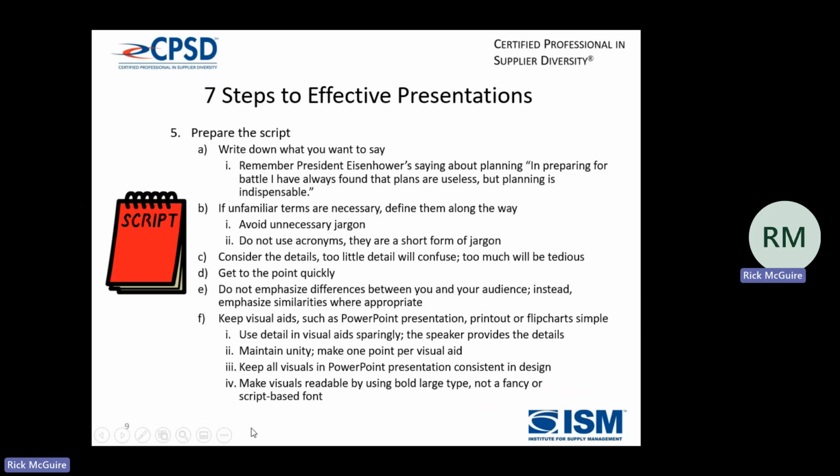Maintain unity. Make 1 point per visual aid. So 1 point per slide. Keep all visuals in a PowerPoint presentation consistent in design. Use the same backgrounds. And make visuals readable by using bold, large type, not a fancy script-based font. That just is annoying. Integrate audio and visuals. Let each channel do some of the work.